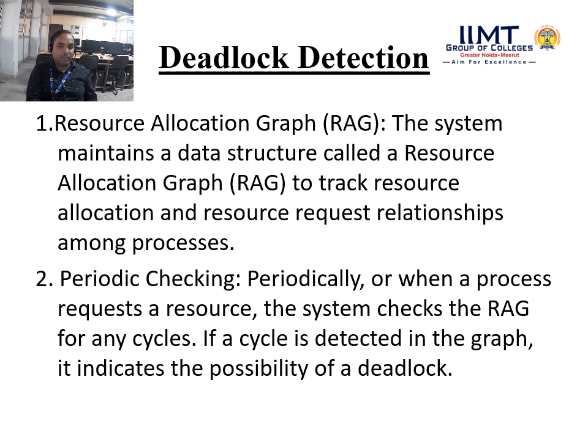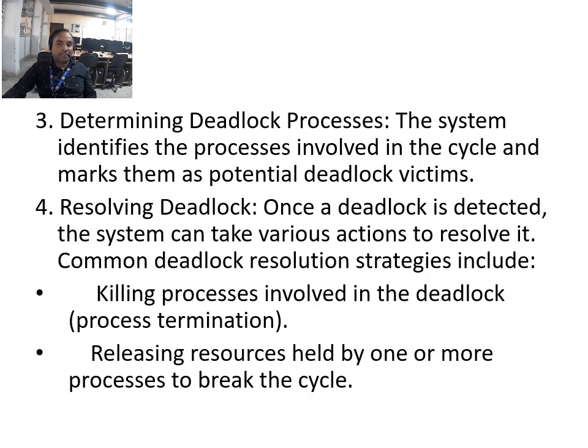So next is periodic checking. Periodically, when a process requests a resource, the system checks the resource allocation graph for any cycle. If a cycle is detected in the graph, it indicates the possibility of deadlock. That means after some time, periodic checking can be done with the help of processes and resources. Next is determining deadlock processes. The system identifies the processes involved in the cycle and marks them as potential deadlock victims.